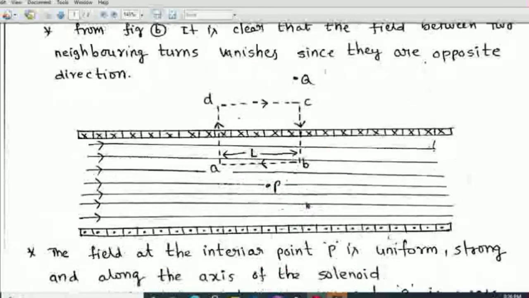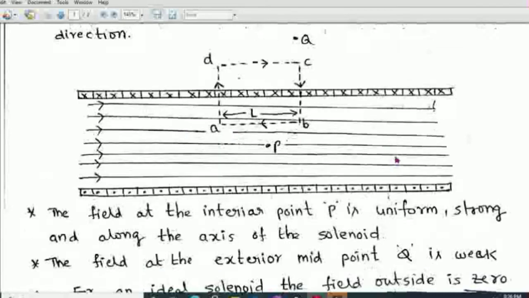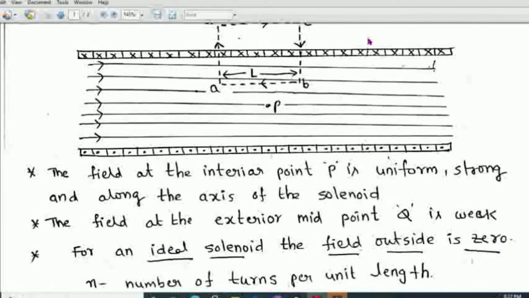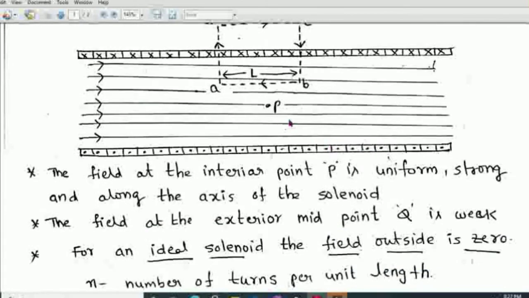Generally the field at the interior point P is uniform and strong, and the field is along the axis of the solenoid. Q is the exterior point, and the field at the exterior point is weak. As we move away from the solenoid, the magnetic field becomes weaker. And for an ideal solenoid, at a point outside, the magnetic field is 0.